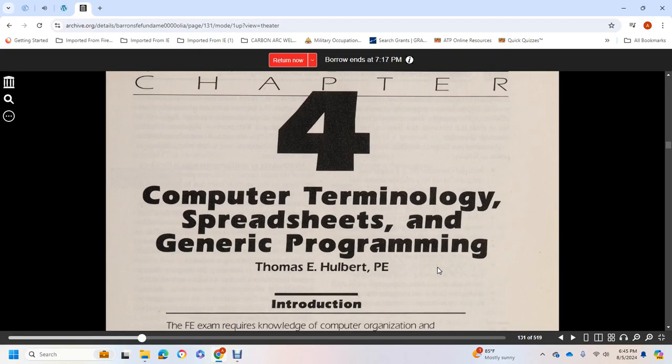Chapter 4, Computer Terminology, Spreadsheets, and Generic Programming.